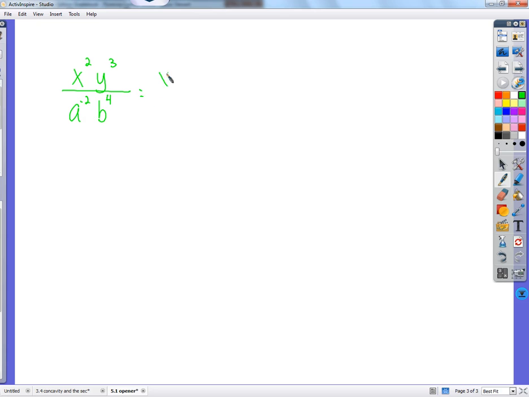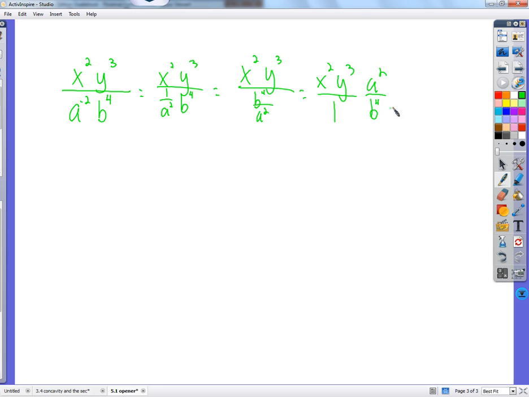Well, just really quickly, I'll write this as 1 over a squared. That's what a to the negative 2 means. B to the fourth, we could write that if you'd like. It's a little helpful to write it as b to the fourth over a squared. And we multiply by the reciprocal, so we get x squared times y to the third over 1, times a squared over b to the fourth. So now we get x squared y to the third a squared over b to the fourth.